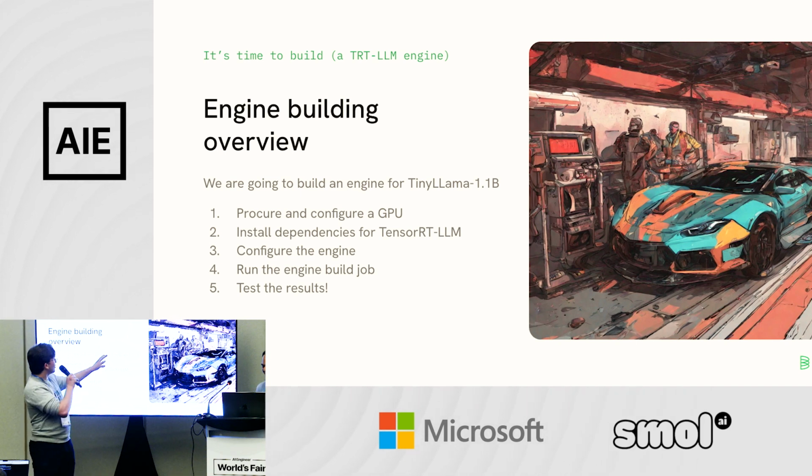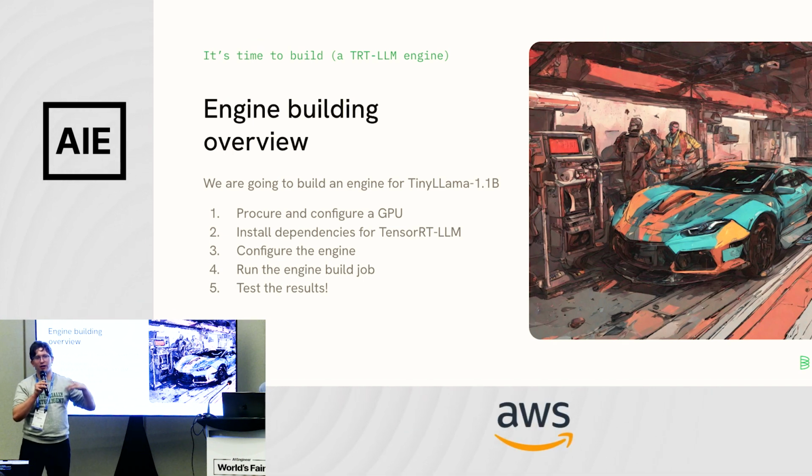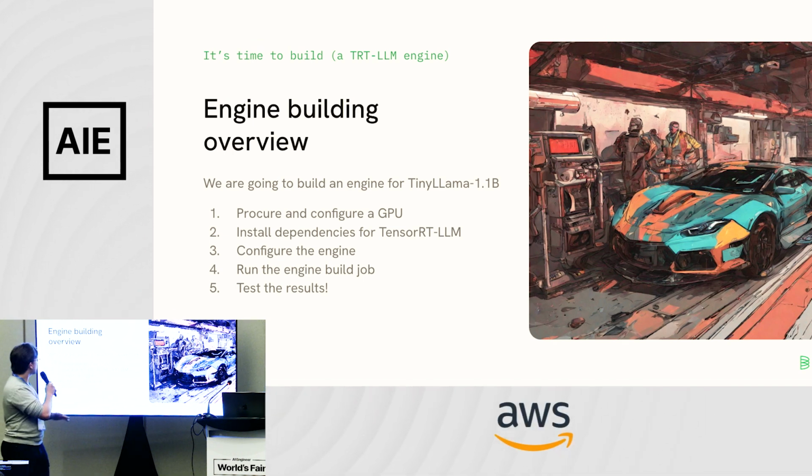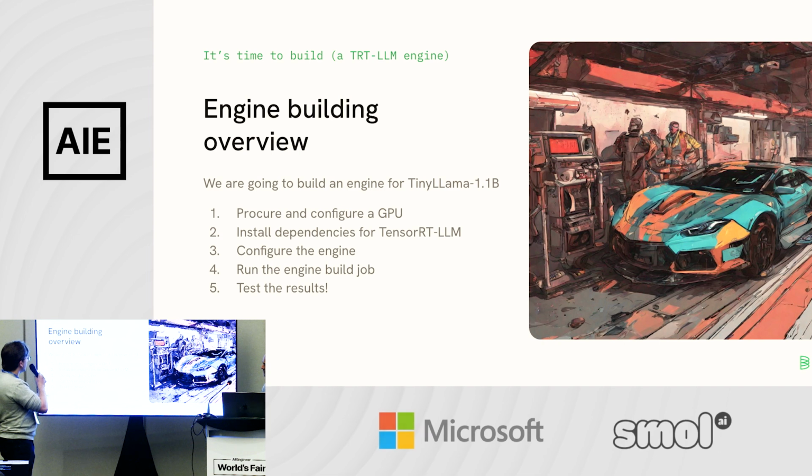So we're going to be using this super tiny 1.1 billion parameter model. We're going to be using 4090s and A10Gs just to keep the dev loop fast, but this stuff does scale. So at this point, we're going to walk you through the manual process of doing it all from scratch. You're going to procure and configure a GPU. You're going to install dependencies for TensorRT-LLM, configure the engine, run the engine build job, and test the results.